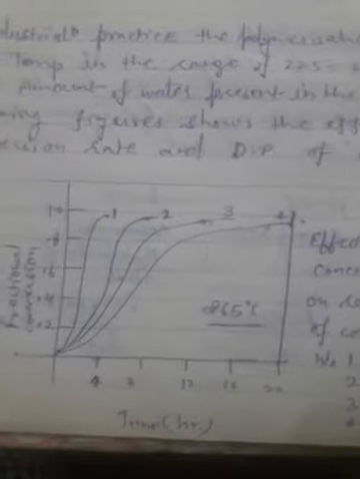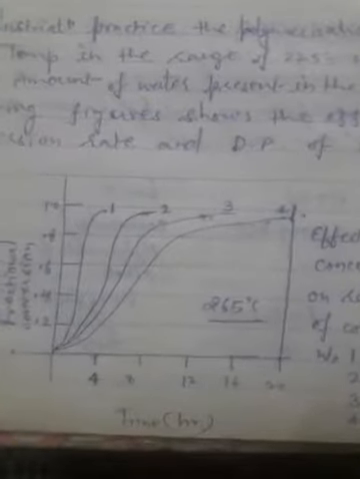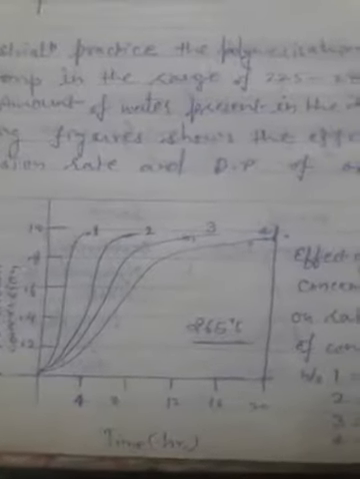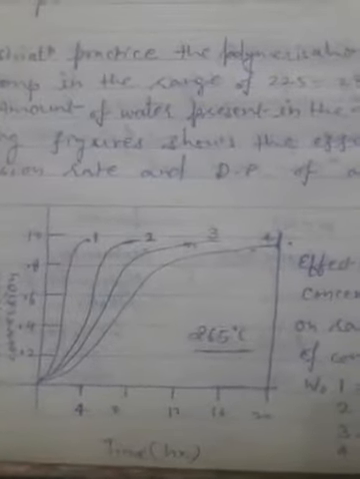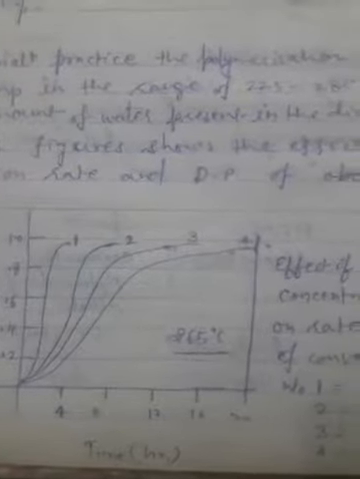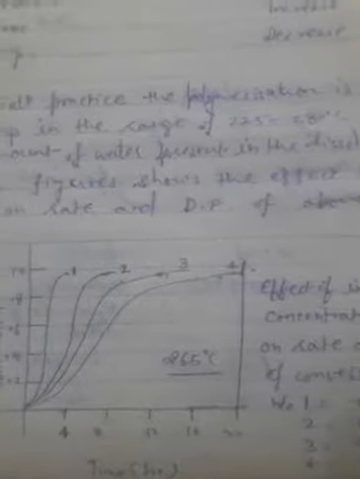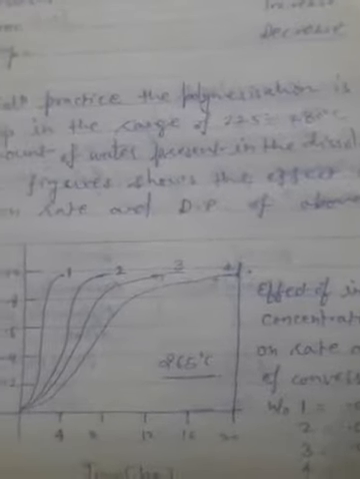You can see here the first, 8% catalyst, meaning a higher amount of catalyst, the reaction will be completed within 4 hours, while on further reducing the water catalyst, you can see the time taken for complete conversion. In curves 3 or 4, 12 to 16 or more than 16 hours are required to complete the reaction with 2% water or 1% water.